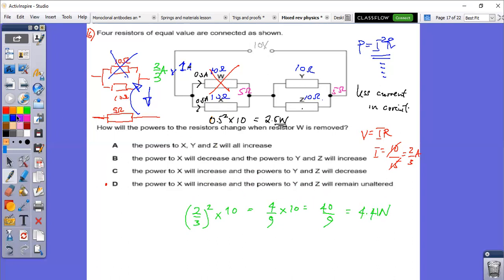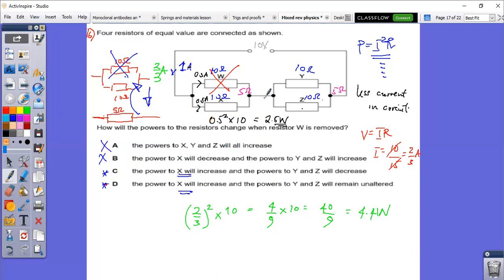So the answer is now stemming towards either C or D, because both of them have said the power in X will increase. Are you happy with that? These are wrong. We've just shown ourselves that the power in X increases, which is that resistor. You following? Yeah. Good. What happens here now?